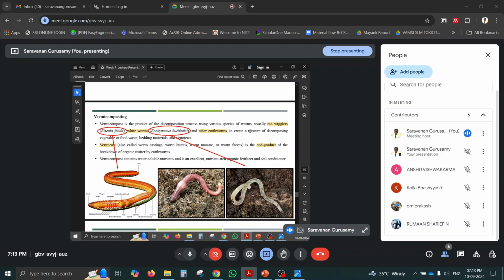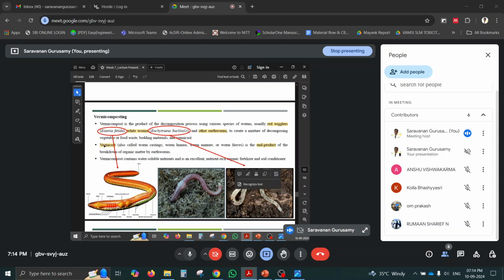So what are the different worms we can use? Red wigglers, that is Eisenia fetida, and white worms, that is Enchytraeus buchholzi, and other earthworms. These are the red wigglers, and these are the white worms, and other earthworms are used for the vermicomposting process.